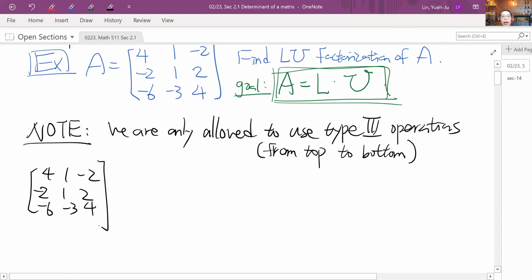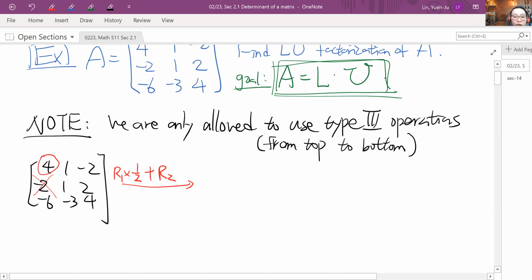Once you start with this matrix, you can see that the first number, the pivot here, is 4. A lot of people try to swap with the second row, or try to do some type 1 or type 2 operation. You need to avoid doing that. What you should do is really just do type 3, from top to bottom. So I'm going to take this 4 and try to eliminate -2 directly. I'm going to take row 1 times 1/2 and add it to row 2.